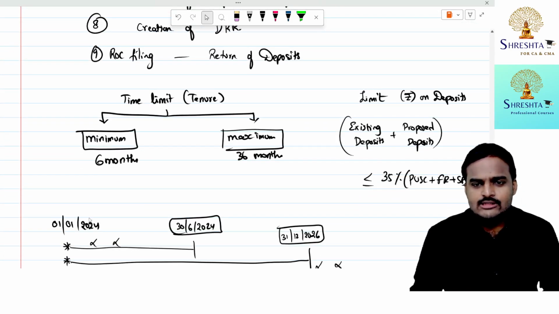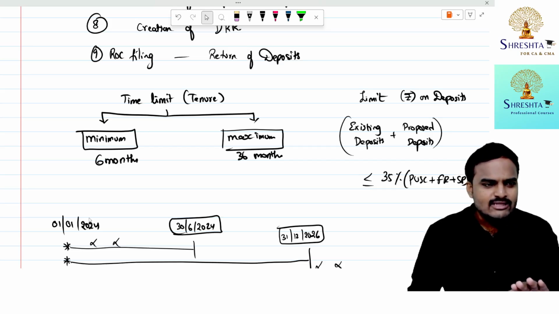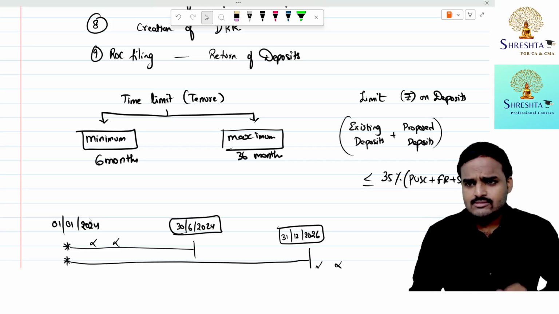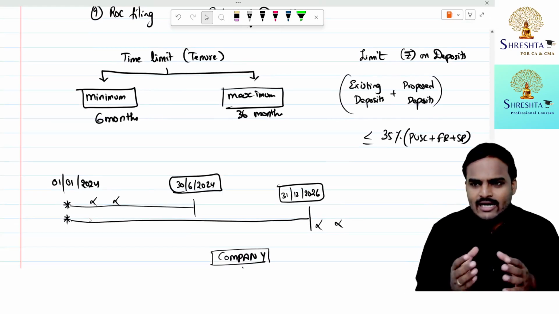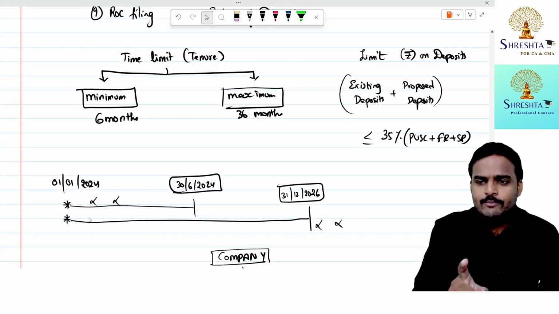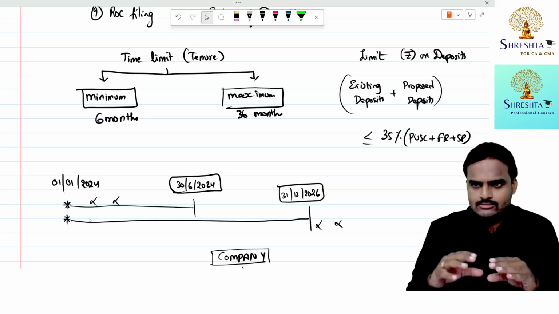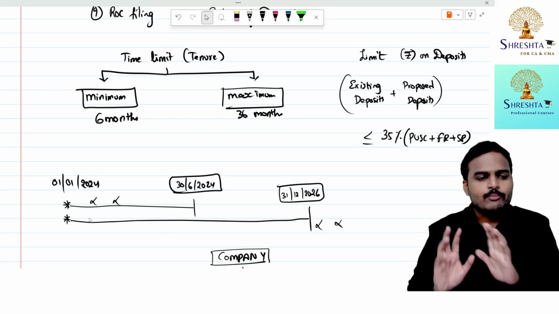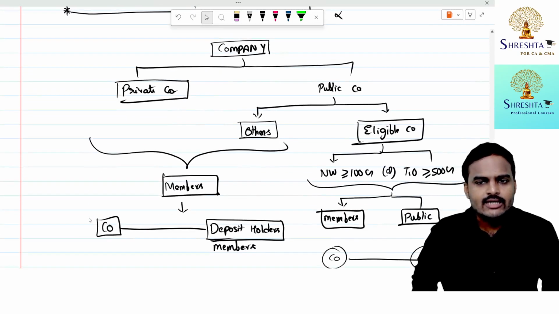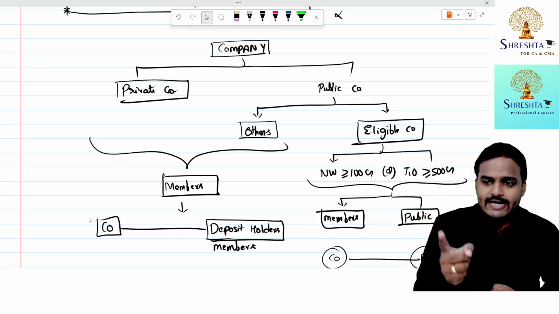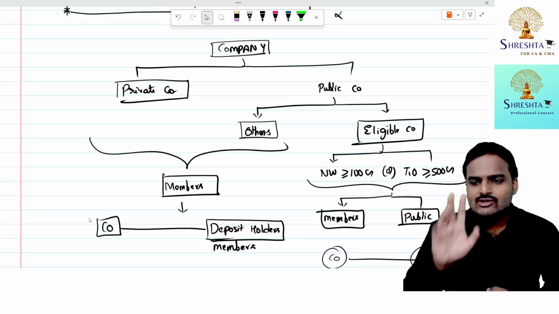So a company can accept deposits for a tenure not less than 6 months and not exceeding 36 months. So 18 months deposits, 24 months deposits, 9 months deposits, 27 months deposits are permissible. Next, coming to the limit on deposits: a company can accept deposits up to 35% of paid up share capital plus free reserves plus securities premium. While checking this limit, you need to consider outstanding deposits also. Next, companies are of two types: private company and public company. All companies can accept deposits from members, whereas eligible companies can accept deposits from members as well as non-members.